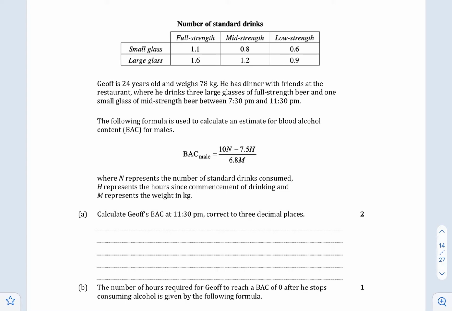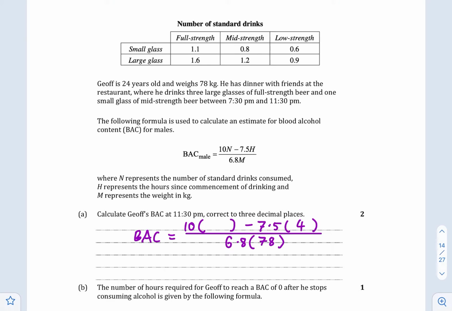Well, what do we need to know about Jeff? We need to know the number of drinks that he drank. We need to know how many hours he was drinking for. And we need to know his mass. Now, he's 78 kilos, so I'm going to put that in first. So I'm reading that up here. 78 kilos. He's drinking from 7:30 to 11:30, so that's 7, 8, 9, 10, 11. That's 4 hours, so we can put 4 in there for the number of hours.